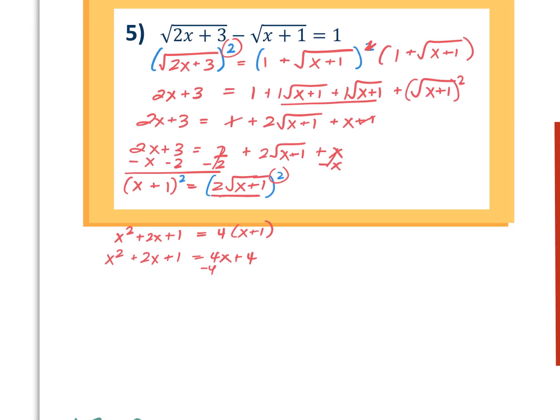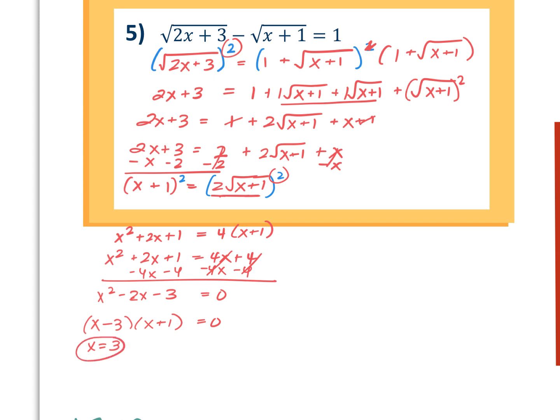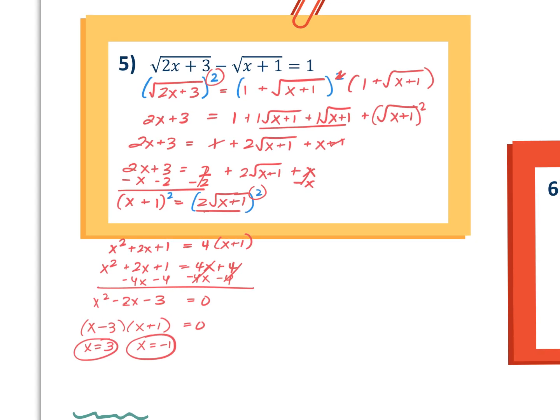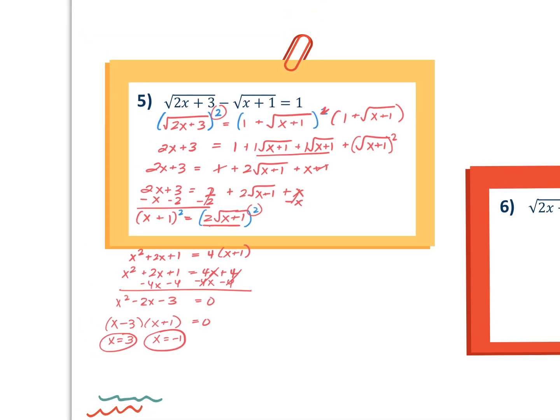So now I'm going to subtract 4x and 4 from both sides, and I'm going to get x squared minus 2x minus 3 equals 0. Again, I know my factors are x minus 3 and x plus 1, and so I know that x equals 3 and x equals -1. So all that work, but we finally got down to the solution. Now, again, we still have to make sure that it works.